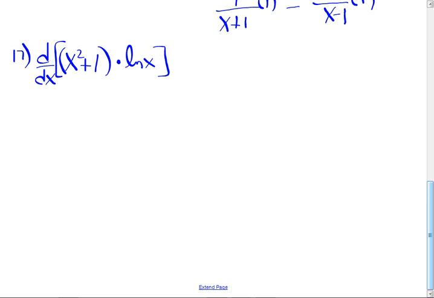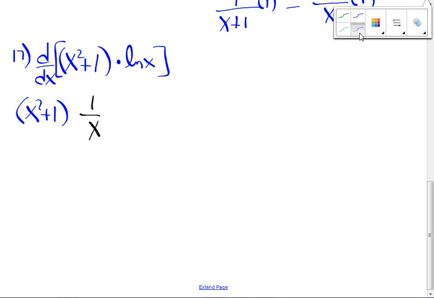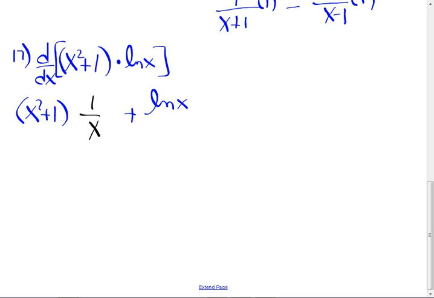Yeah, product rule. Okay, Zach? So it's x squared plus 1 times the derivative of the log, which is 1 over x. That's it. Don't make it hard. Plus the log of x. Yeah, you guys tend to make it hard. Times the derivative of x squared plus 1, which is 2x. Now, I don't want to multiply the 2x times x because it's not. It's 2x times the log of x. And that's good enough. That's it.